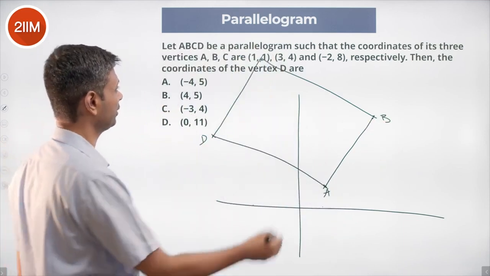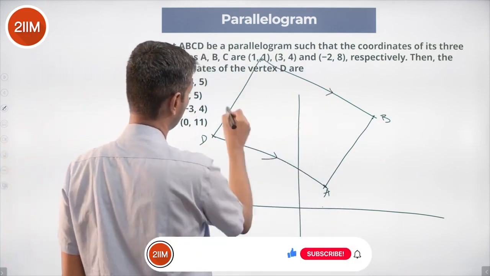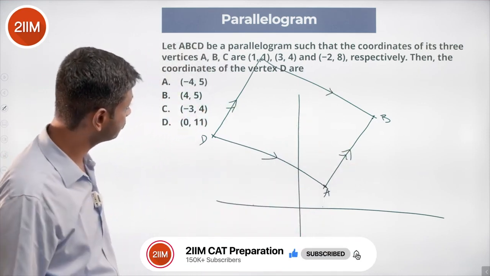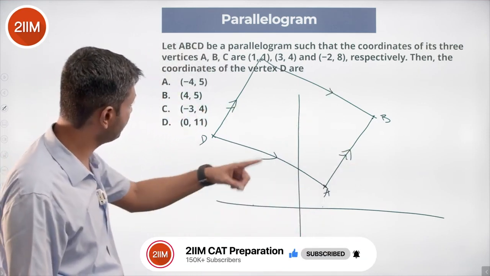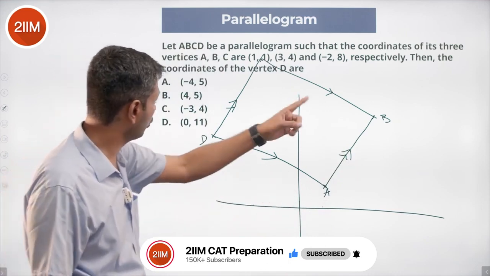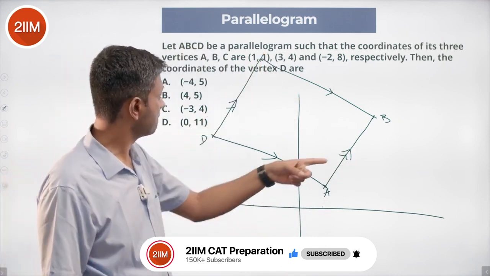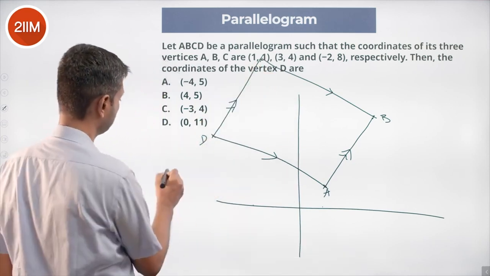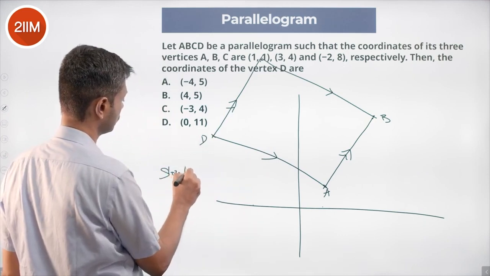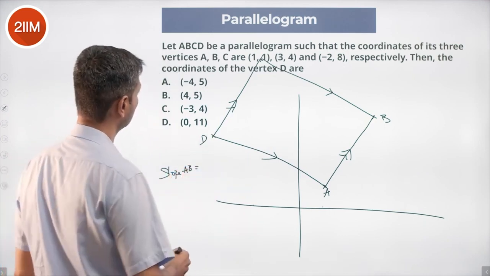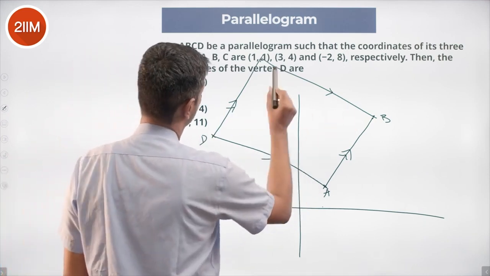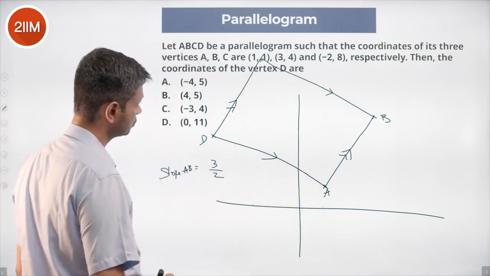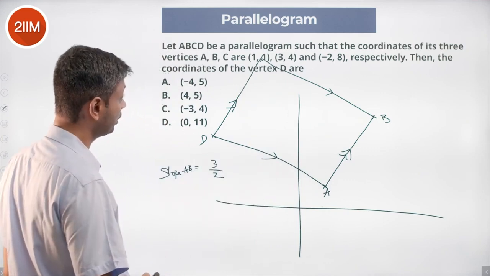How do we do this? We know these two lines are parallel, and these two lines are parallel. So find the slopes of AB and BC. The AB slope should be the same as CD, and the BC slope should be the same as AD. Let's find the slope of AB: y2 minus y1 by x2 minus x1, 4 minus 1 by 3 minus 1. This is 3 by 2. CD should be 3 by 2.